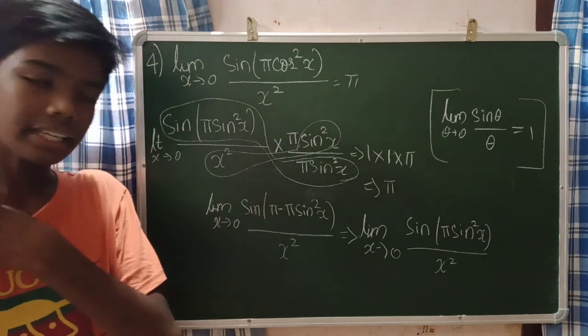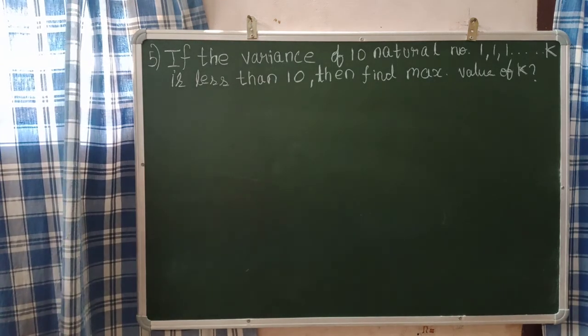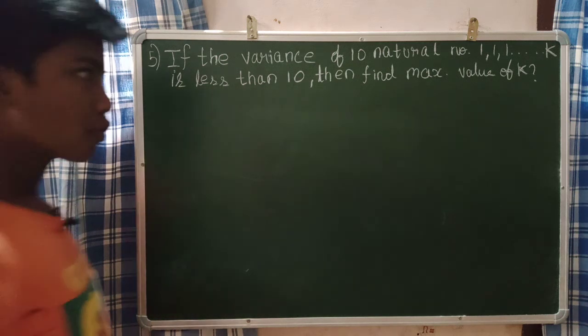Let us move on to the next question. Our next question is, if the variance of 10 natural numbers 1, 1, all the way up to k is less than 10, then find the maximum value of k.